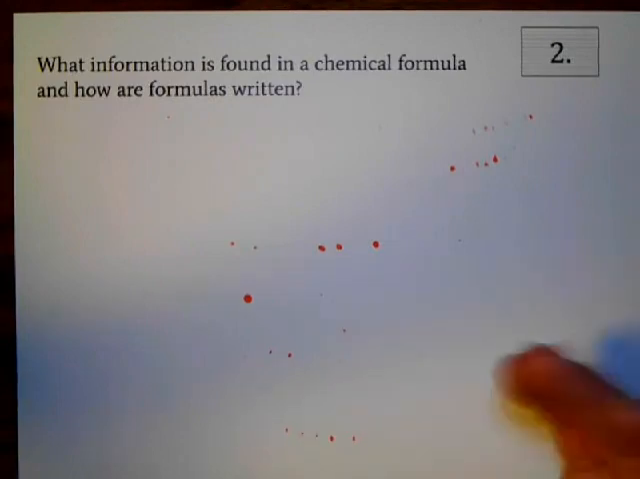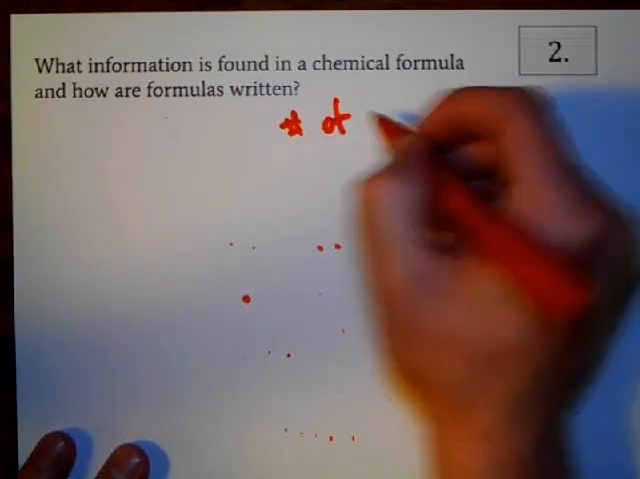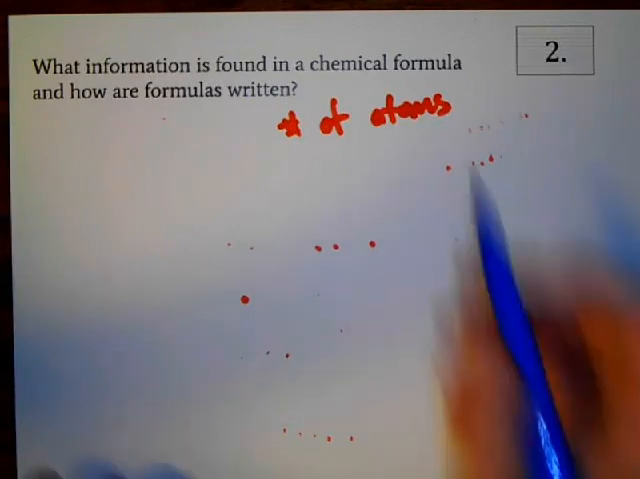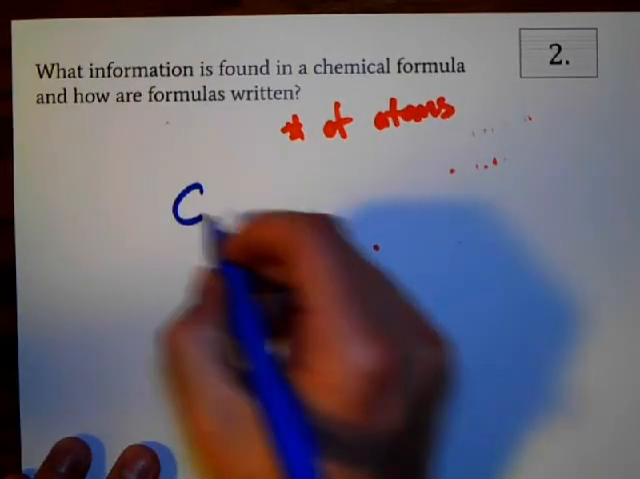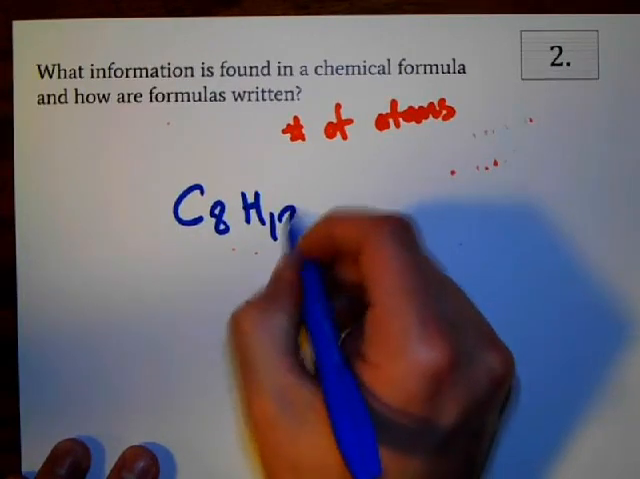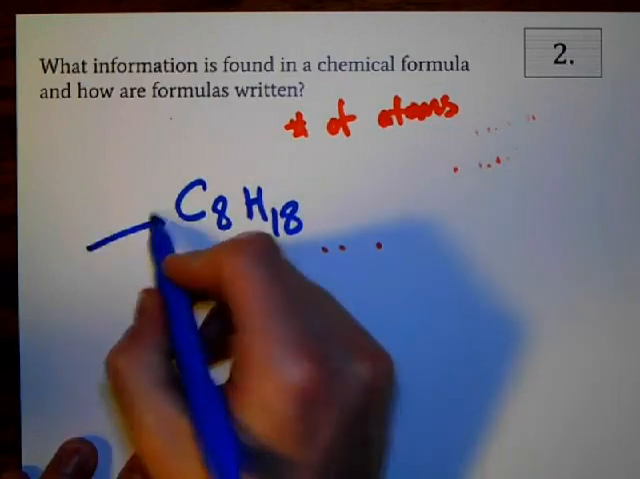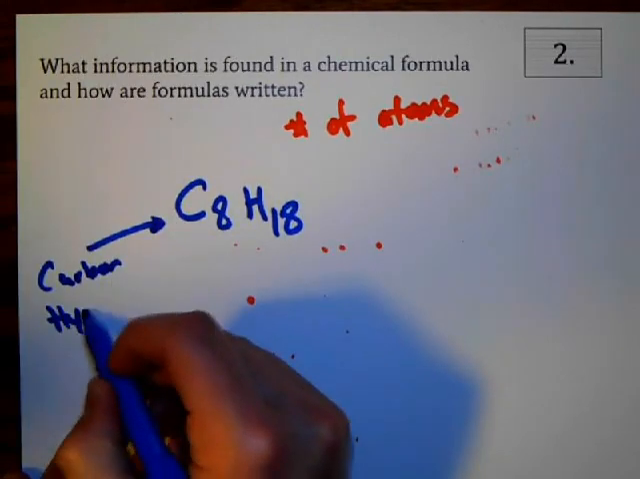The information found in a chemical formula is really specific to just the number of atoms that are going to be bonded together. It doesn't matter if it's going to be ionic, covalent, or what, but it's relative to the number of atoms that are inside a formula. So I'm going to give you two different formulas here. The first one is C8H18. Now the chemical formula here tells me two things. One, what are the atoms here? Well, we have carbon and we have hydrogen.